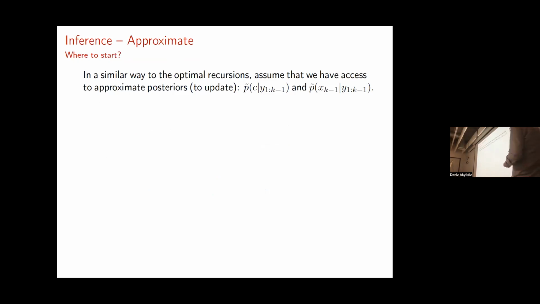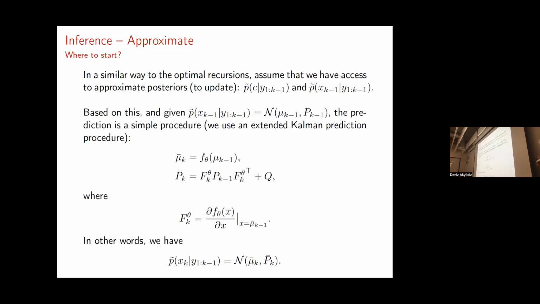So we start from the same point. We just say, okay, we have some approximations. Even if these are exact, in one step they are going to become approximations. So we just assume that we have some good approximations to these two distributions. And the prediction step is sort of easy. Why? Because, as I told you before, the prediction step is just the same as a nonlinear filter's prediction step, like an extended Kalman prediction step. In this case, I just described the extended Kalman case. Obviously, you can do a lot of different things.